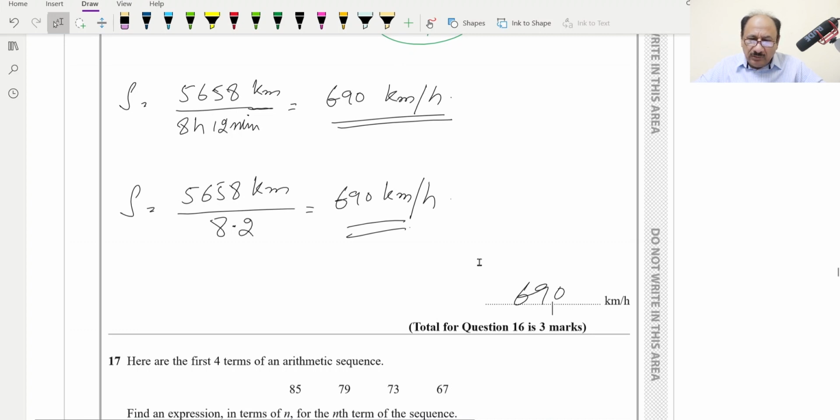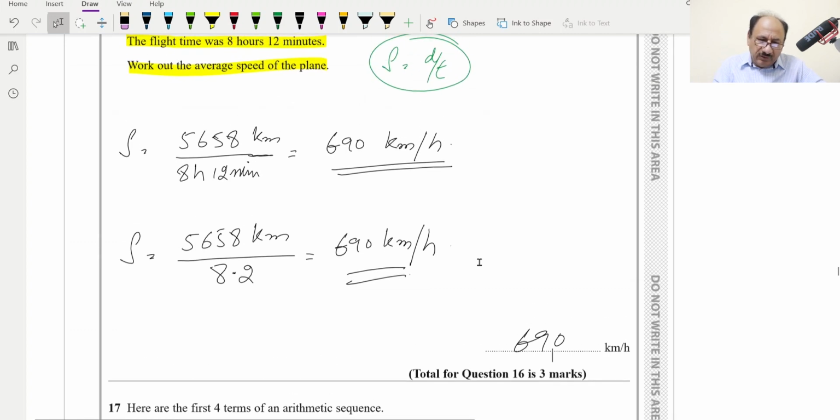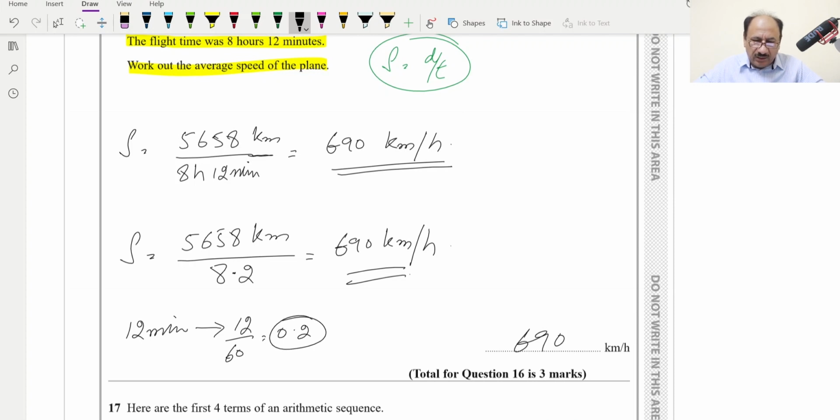So this is basically what we have done. We have converted 12 minutes into hours in this second alternate method, which will be 12 divided by 60, and which is 0.2, and this one we have added in 8 hours. Hopefully you understood this explanation also.